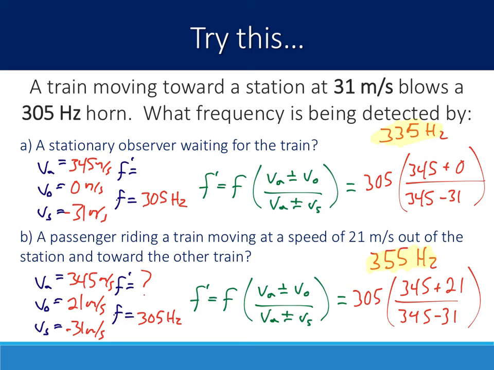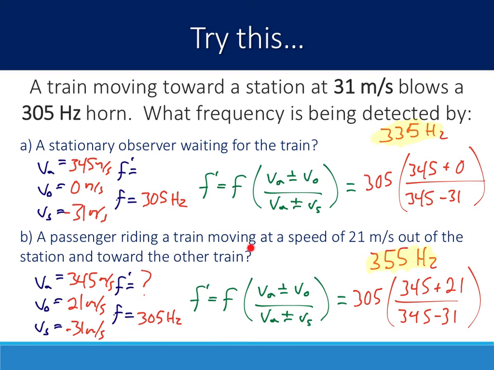Okay, so we need to look at our original frequency, which is 305 hertz. I'm going to add 0 for the velocity of the observer because it's stationary, and I'm going to have a negative for the velocity of the source because it is coming towards the station. Okay, so that's why it has a negative number there. All right, that's going to make this whole thing greater than 1. So that times 305 gives me 335 hertz. He's going to hear a higher frequency.